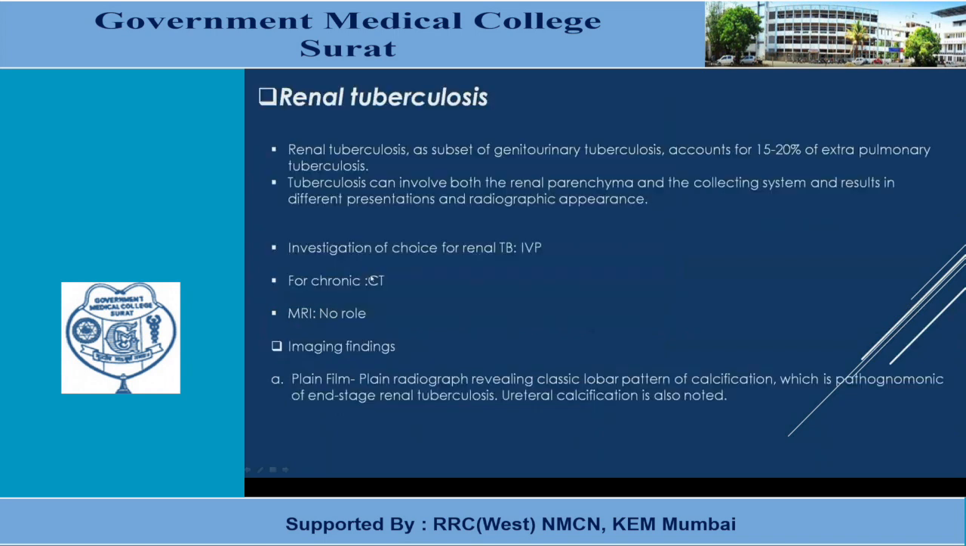Renal tuberculosis. Renal tuberculosis, as a subset of genitourinary tuberculosis, accounts for 15 to 20% of extrapulmonary tuberculosis. Tuberculosis can involve both the renal parenchyma and the collecting system and result in different presentations and radiographic appearances. The investigation of choice for renal tuberculosis is IVP.